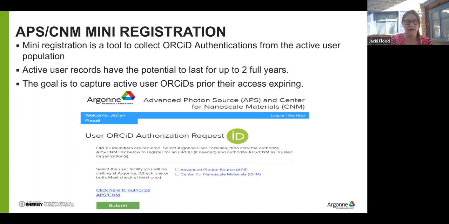Once the user clicks on either one of these radio buttons next to APS or CNM, they can automatically be taken to authenticate right then and there, and it pulls the information right into the data warehouse like I showed you before. So again, this is simply for users who already have an active record but are not going to be re-registering anytime soon, for us to be able to collect that authentication piece. The communication plan for the mini registration was to send it out every month up until the point where we've collected a majority of the ORCIDs for the user community that come to the APS and the CNM. So far, next slide, please.